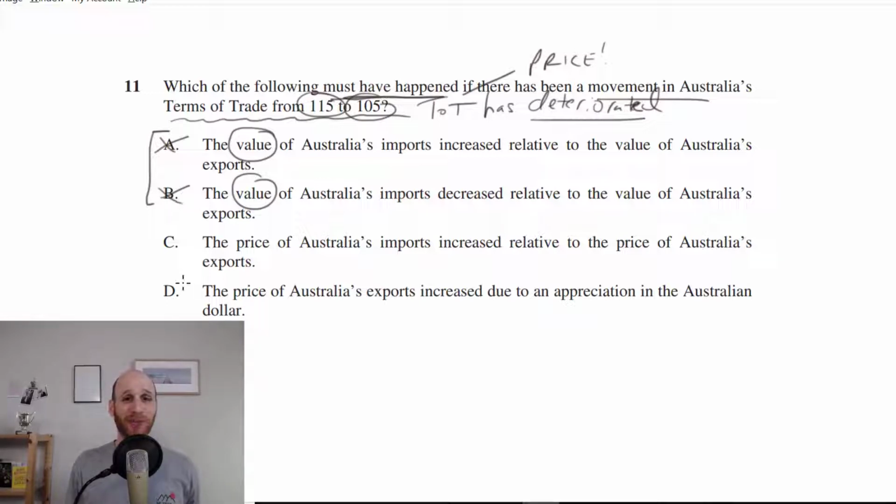That's where I think they're trying to fool you. So we know here price. Okay, these are our actual options. So can we see here the price of Australia's imports increased relative to the price of Australia's exports? Well, that is the situation that would have definitely caused a deterioration in Australia's terms of trade, right? Not the only situation, but a situation that would have definitely caused it. So here, we're going to say C.